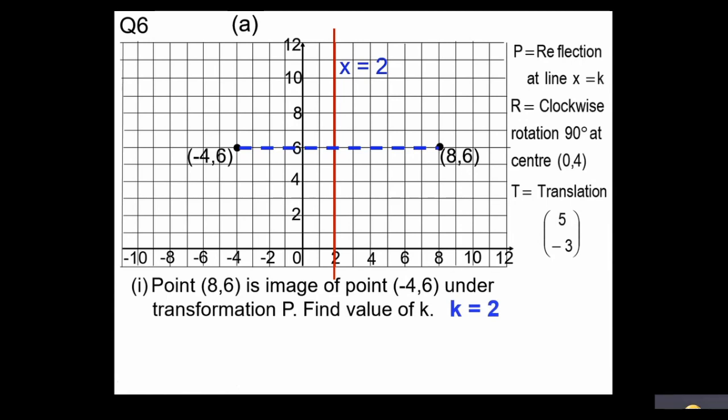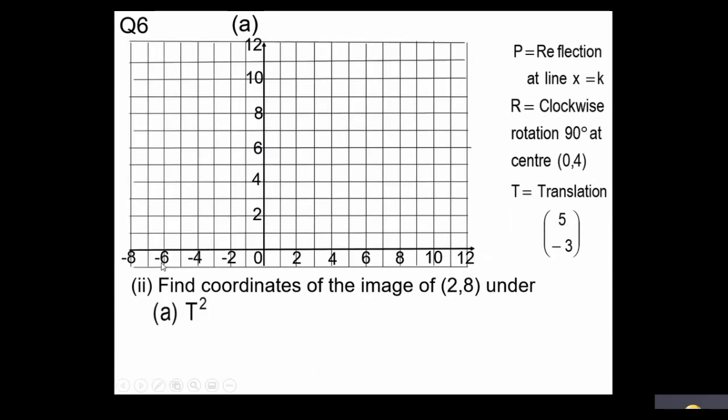Sometimes you see the questions, they are similar, but not all the time do they ask you the same thing. Part 2: the image of this under T squared. T squared means TT, 2 times T, 2 times translation. Where is the point to it? Translation (5, -3): 1, 2, 3, 4, 5, then 1, 2, 3. Again 1, 2, 3, 4, 5, and 1, 2, 3. So (12, 2).